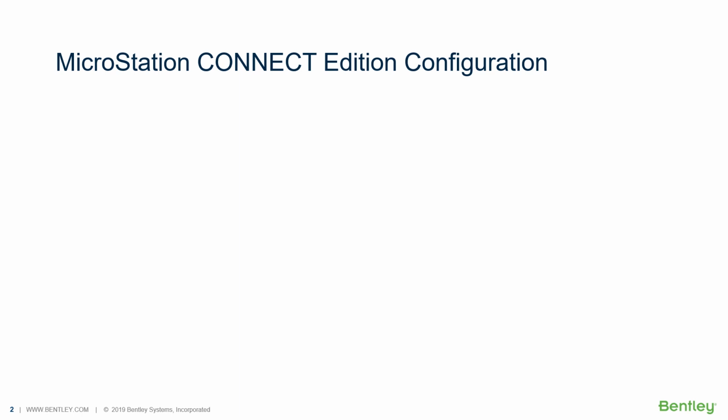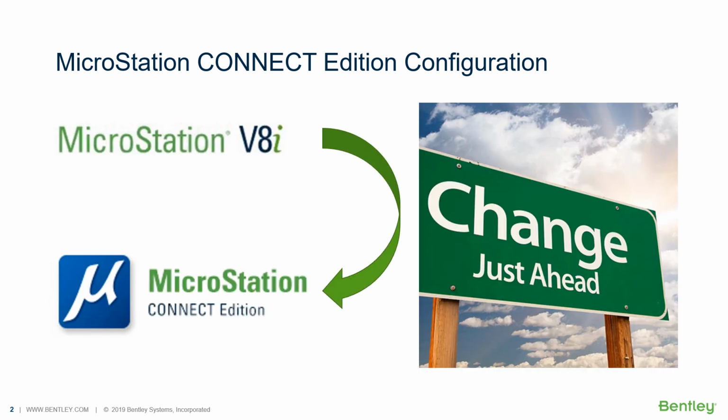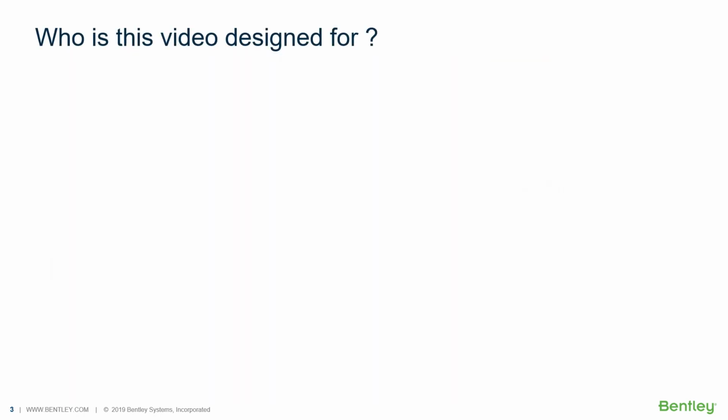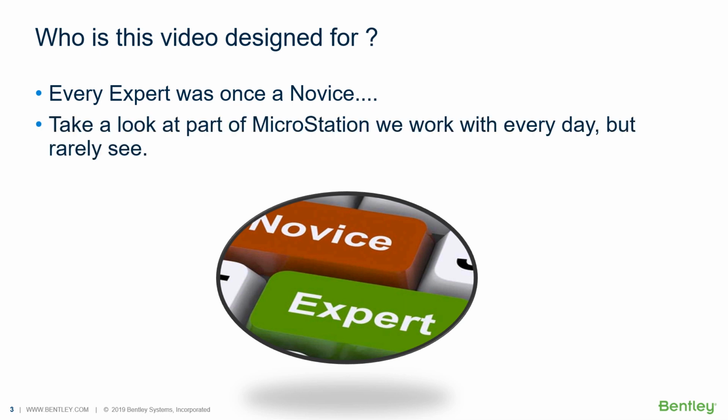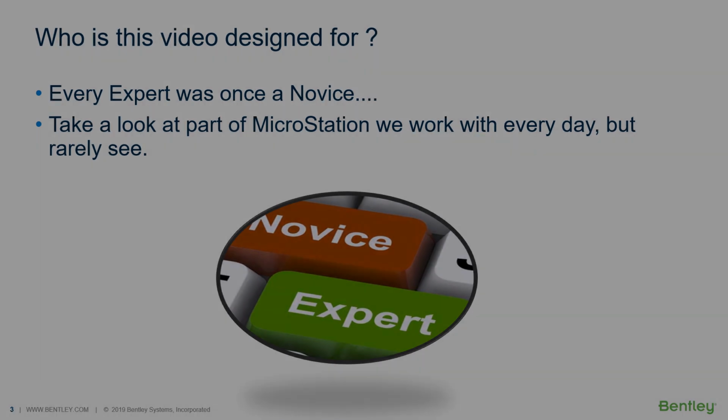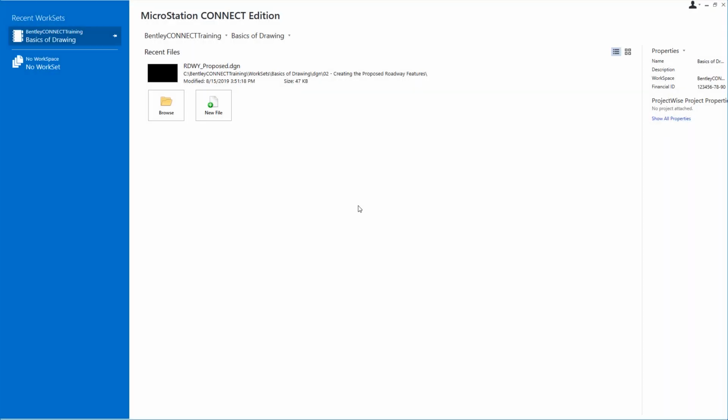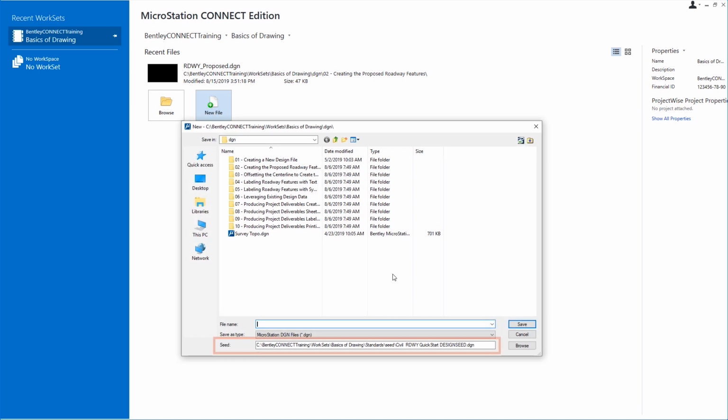This video will focus on changes to MicroStation configurations between MicroStation V8i and the MicroStation CONNECT Edition. The video is designed for those that have worked with existing V8i workspaces, but not necessarily just the experts in workspaces. The video discusses a part of MicroStation that every MicroStation user works with every single day, but it's hidden to the casual user. If you've ever created a design file and MicroStation automatically selected the correct seed file from the correct location, then you may have interacted with workspaces.